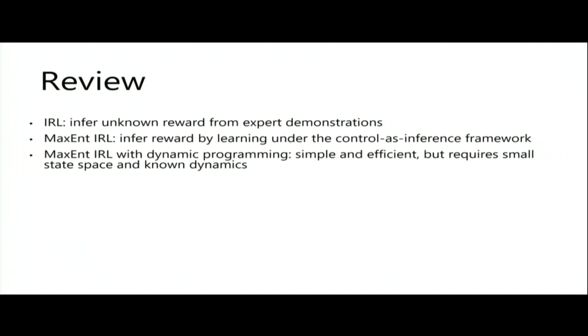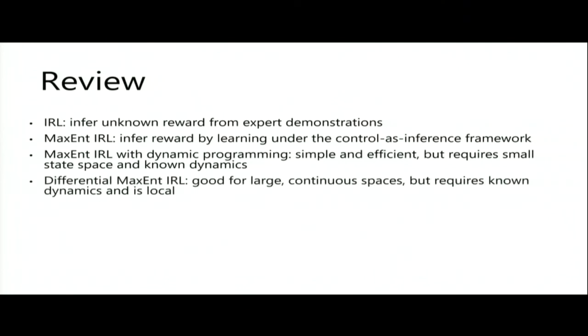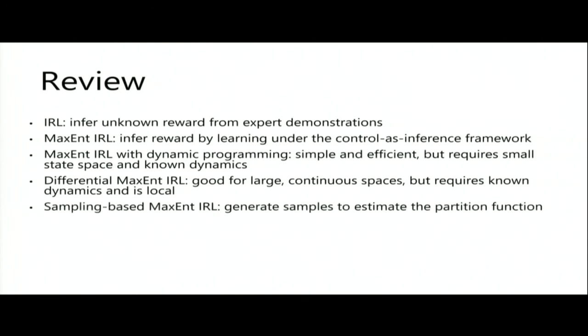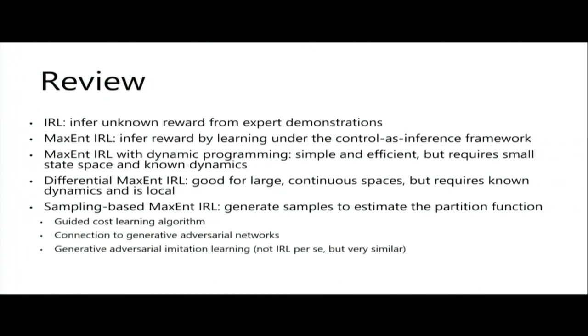Maxent IRL can be implemented with dynamic programming by exactly computing the forward and backward messages, which is simple and efficient, but it only really works on relatively small, discrete state spaces and known dynamics. I didn't actually cover differential Maxent IRL, but I can provide a citation to that later. I covered sampling-based Maxent IRL, which generates samples to estimate the partition function and can be implemented in large spaces and with unknown dynamics if you want to use a model-free RL algorithm. So I described the guided cost learning algorithm and connections to generative adversarial networks and generative adversarial imitation learning, which is not an IRL algorithm per se because it doesn't recover a reward function, but it can be used to solve many of the same problems.